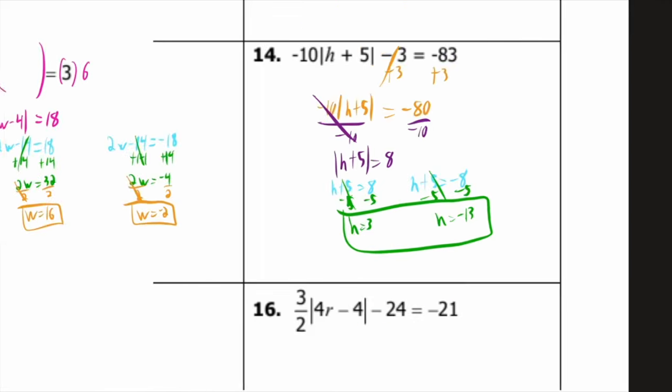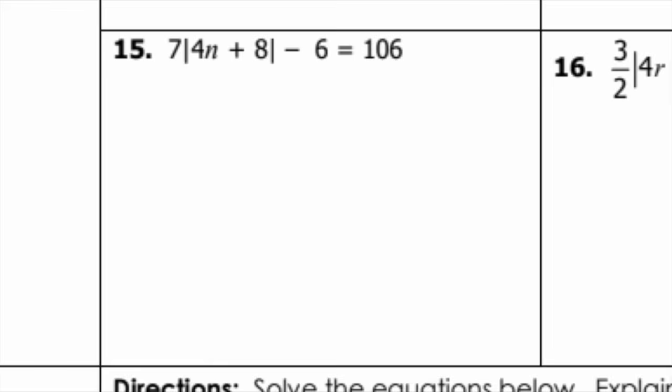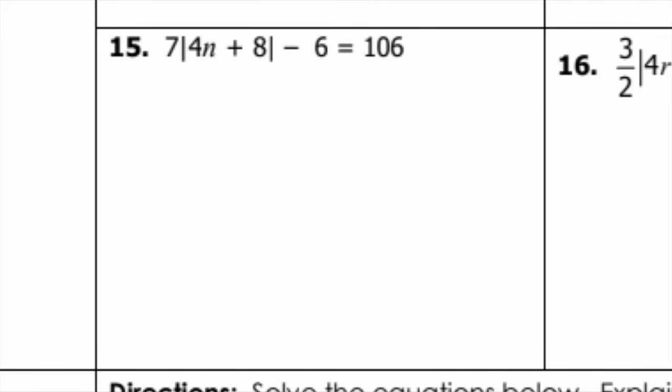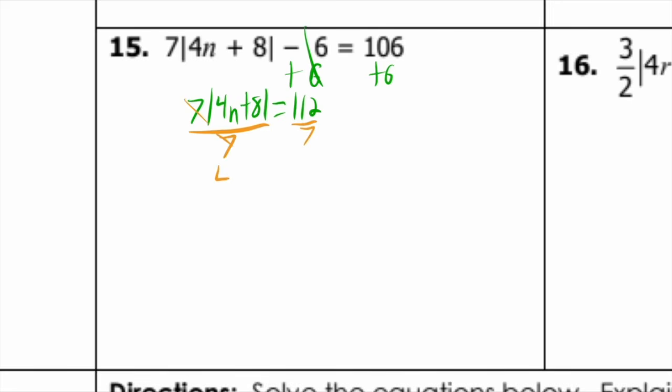Let's move on to the following example, 15. And I have 7 times the absolute value of 4n plus 8 minus 6 equals 106. Once again, I first have to undo the subtraction by adding 6 to both sides. And I get 7 times the absolute value of 4n plus 8 is equal to 112. Now if I go ahead and divide both sides by 7, I end up getting the absolute value of 4n plus 8 equals 16.